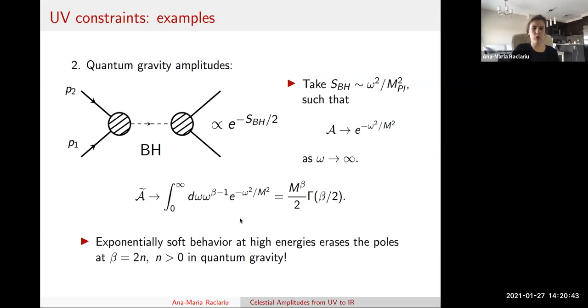And so we expect this more generally whenever one has an amplitude which is exponentially suppressed at high energies: we expect these poles we saw before on the positive real beta axis to be erased. This is another result.